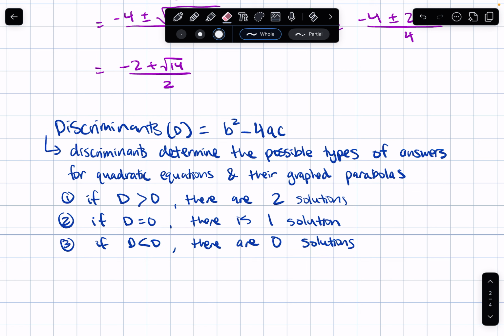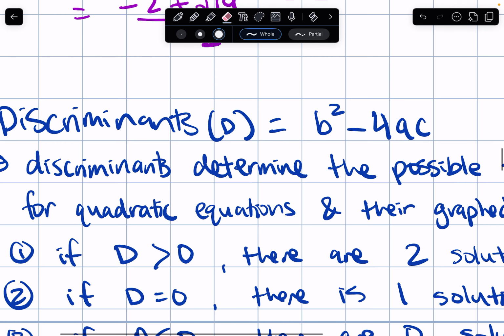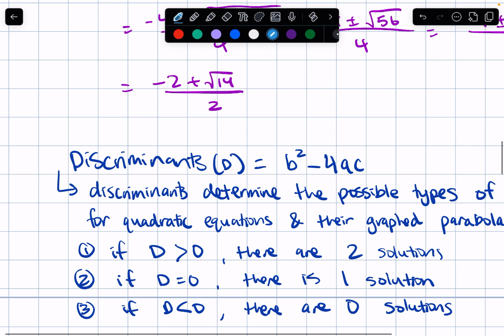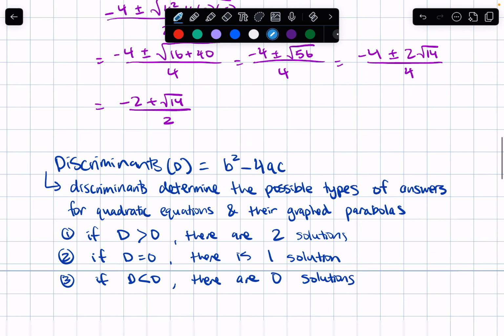And lastly, we are going to talk about discriminants. The discriminant, which is also symbolized as just a D, is equal to b squared minus 4ac. And the discriminant determines the possible types of answers for quadratic equations and their graphed parabolas. So what that means is basically if the discriminant is greater than 0, there are going to be 2 solutions to that quadratic equation. If the discriminant is equal to 0, there is only 1 solution, and if the discriminant is less than 0, or negative, there are going to be 0 solutions.